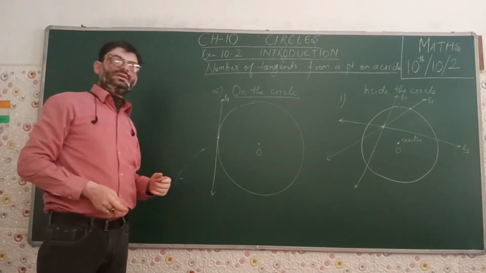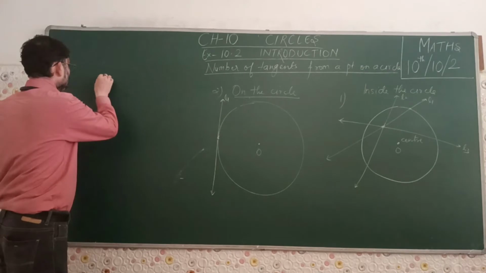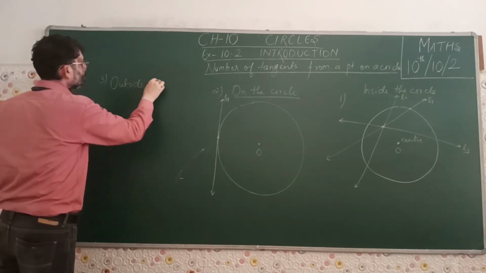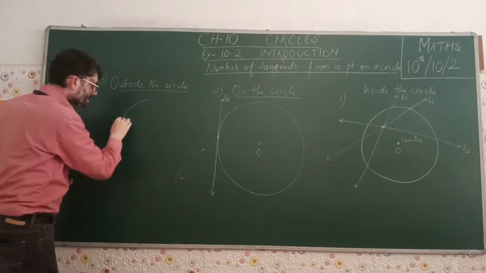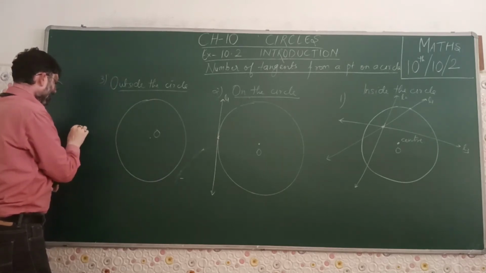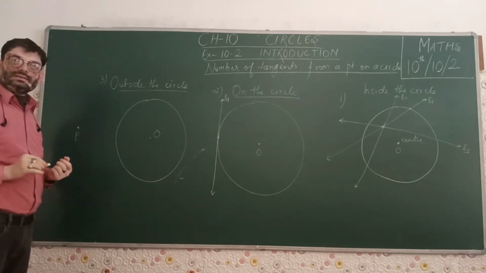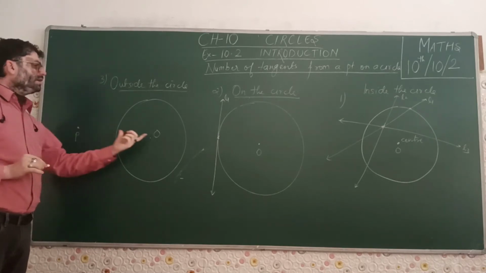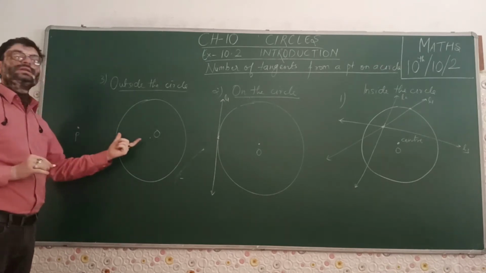Moving on to the third condition. If the point lies outside the circle. The third condition, outside the circle. So we are given a circle with center O and a point lies somewhere, say that point is P, that lies outside the circle. Then how many lines can be drawn from this external point to the circle? How many tangents can be drawn from this external point to the circle?